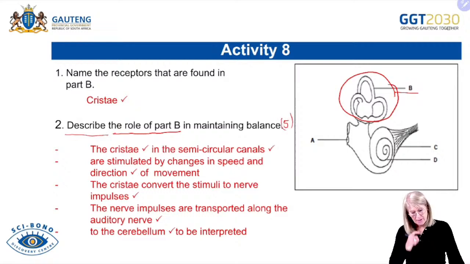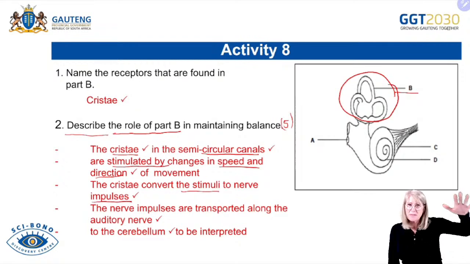And actually, when you have a look at it, you might have thought that's a little bit of a difficult question, but it's not, because you just mention all the structures. So the cristae, in the semicircular canals, what are they stimulated by? Speed and direction. What happens? The cristae then convert the stimuli into a nerve impulse.